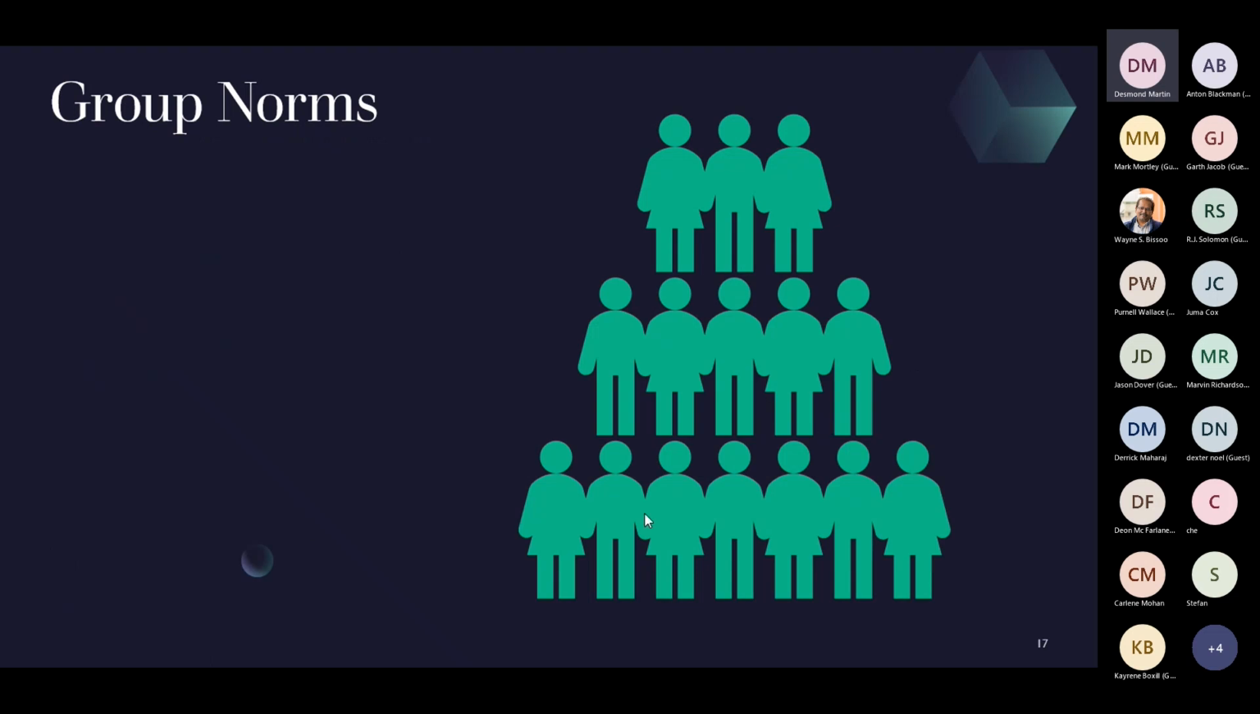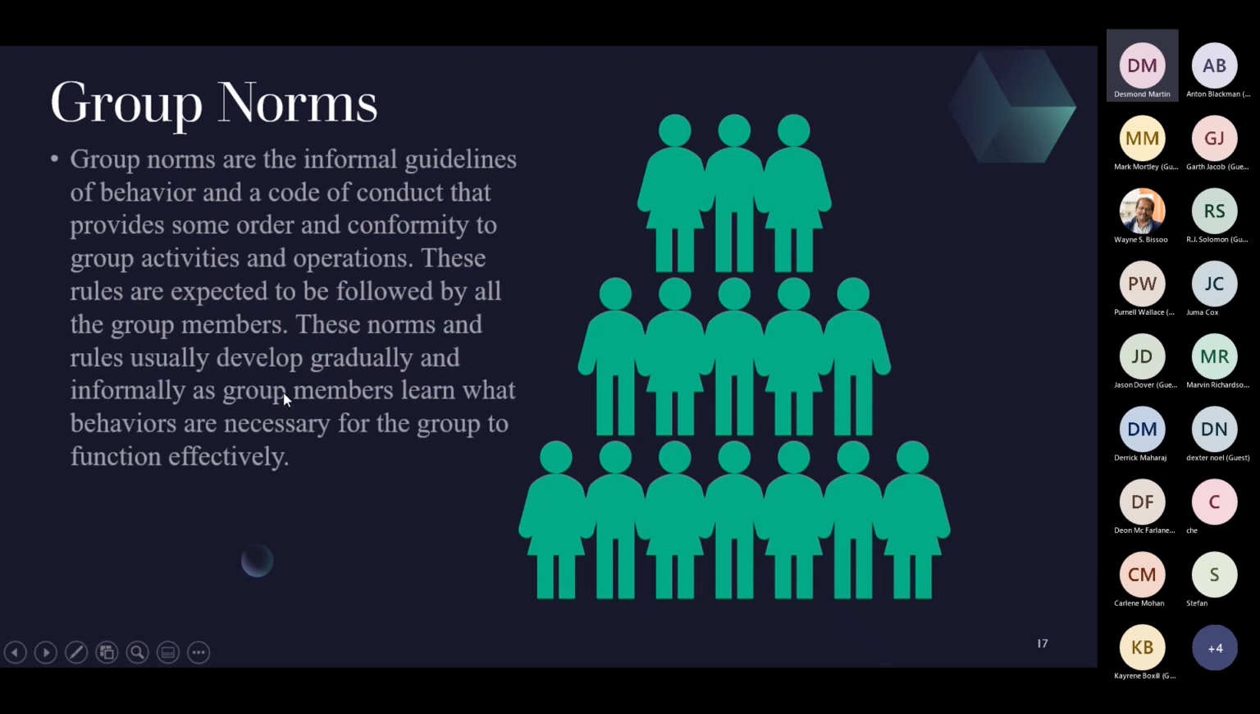Moving on to group norms. Group norms are the informal guidelines of behavior and a code of conduct that provides some order and conformity to group activities and operations. These rules are expected to be followed by all the group members. These norms and rules usually develop gradually and informally as group members learn what behaviors are necessary for the group to function effectively.